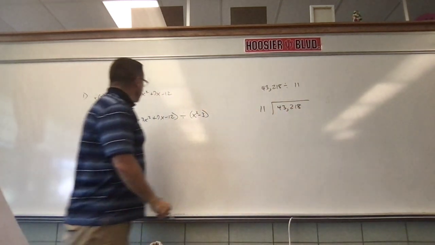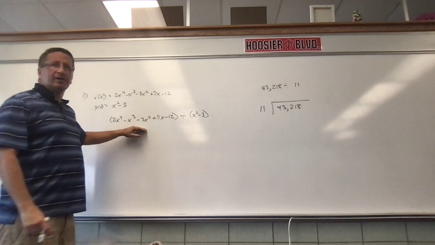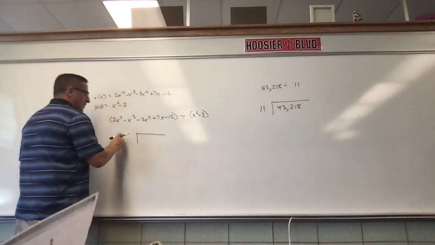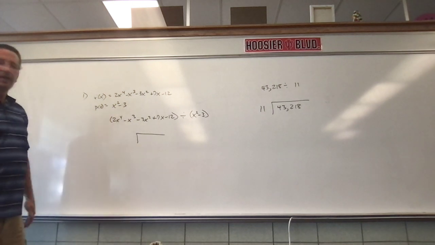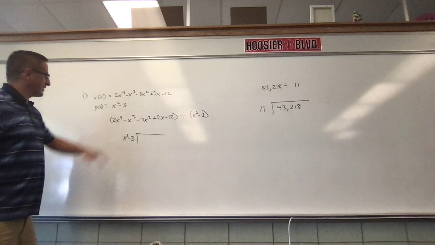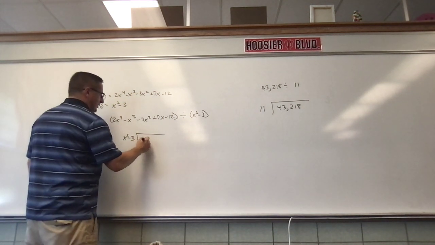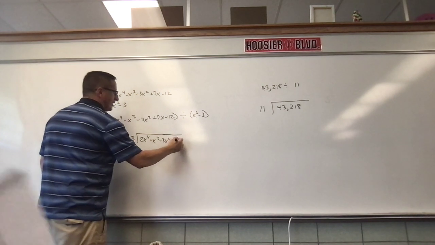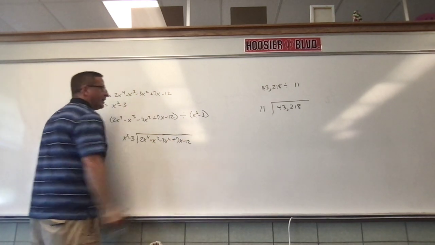Okay, the reason why I told you not to write this down is because the first thing we're going to do is draw a little box thing. What goes out here? x squared minus 3. And what goes in the box? This stuff right there: 2x to the 4th minus x cubed minus 3x squared plus 7x minus 12.